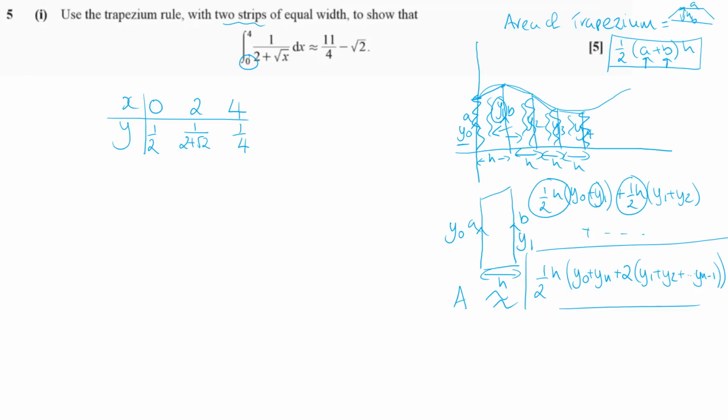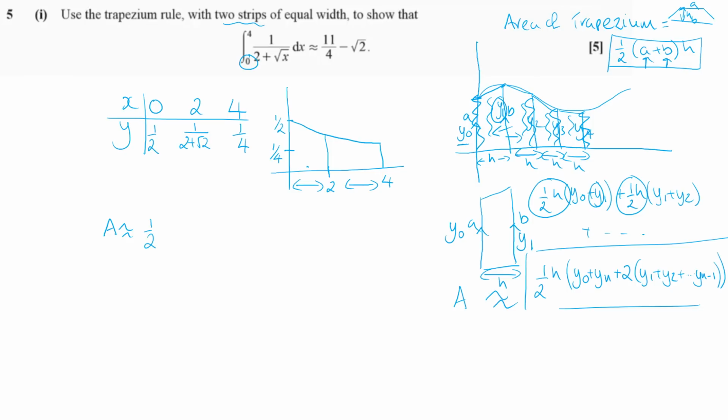Now if we draw a graph of what this looks like, when x is 0, we're going to have a half here on the y-axis. It's going to come down to here. When x is 4, it will be a quarter, and halfway along is 2. Now we want 2 strips, so we're equal width, so that's 2 there and 2 there, and so using our trapezium rule, the area is going to be approximately equal to half.